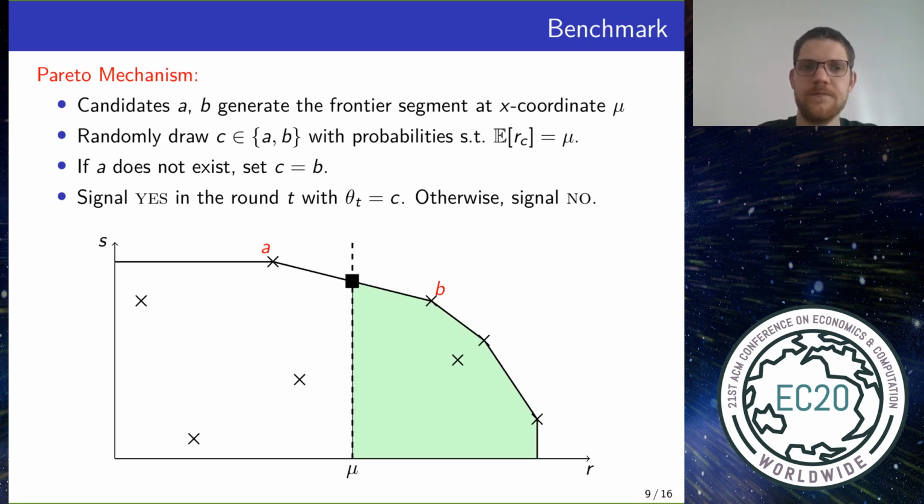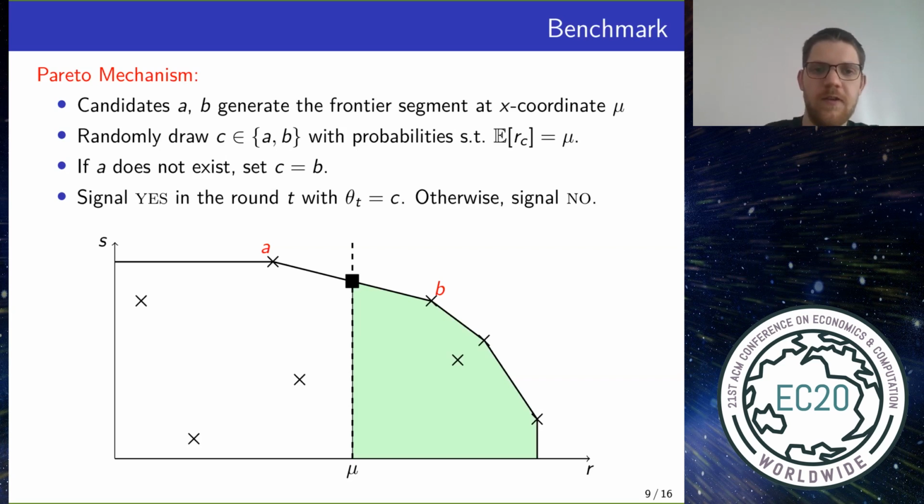This mechanism identifies the two candidates A and B that are on the line segment that goes through the receiver coordinate at mu, and then by setting probabilities just right so that the expected utility for the receiver is exactly mu, and only signaling for one of these two candidates, A and B, the sender can achieve the utility at the black square.